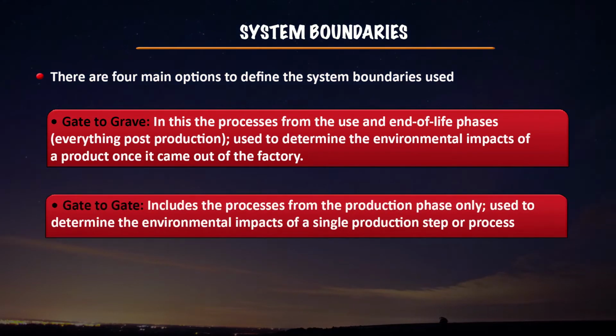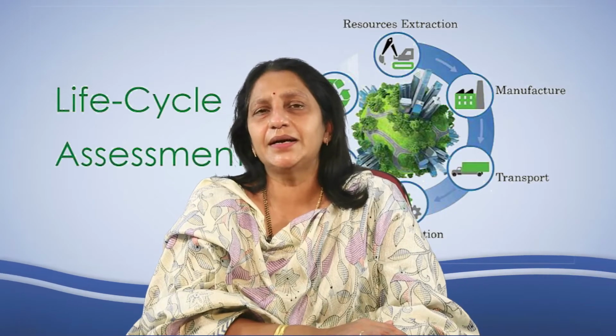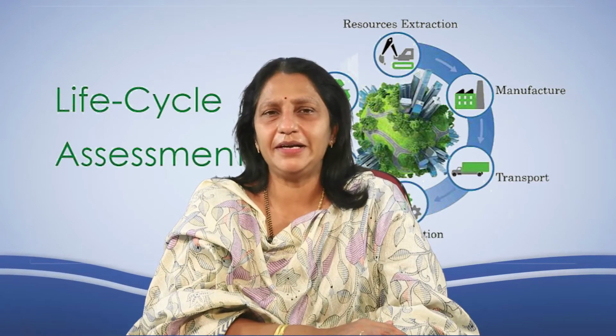And the next one is gate to gate. That means the process from the production phase only. That means it is used to determine the environmental impacts of a single production step or process. And the next criterion is the life cycle inventory.